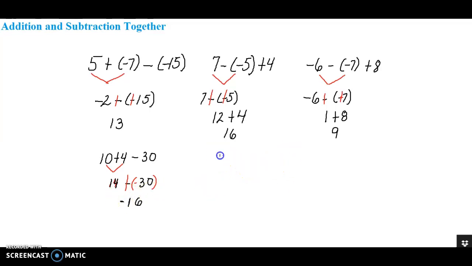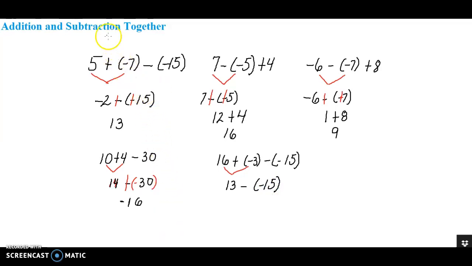Okay. 16 plus a negative 3 minus a negative 15. The first two together would give me 13. 13 minus a negative 15.